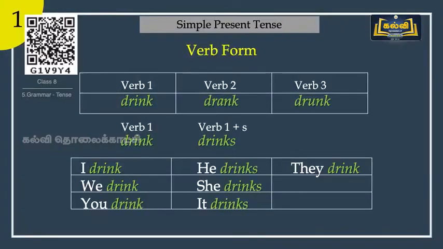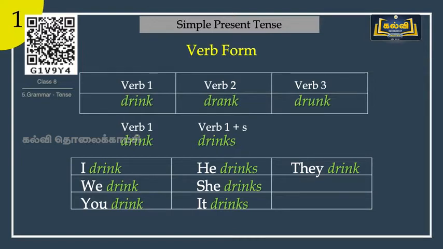For example, let us look at the word drink. Drink, drank, drunk, and drinking. We are going to use only the first word, drink, for simple present tense. But what are the pronouns? All the pronouns: I, we, you, he, she, it, and they. When you choose a verb form, you will choose verb 1 for simple present tense.